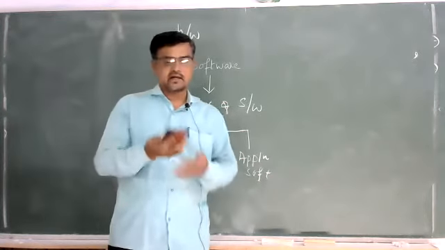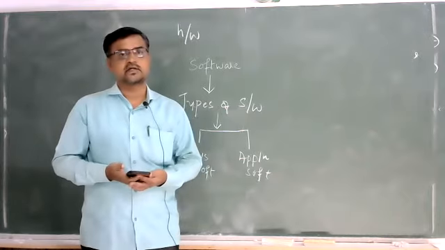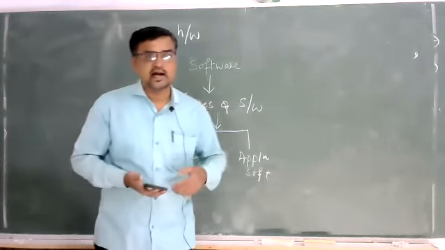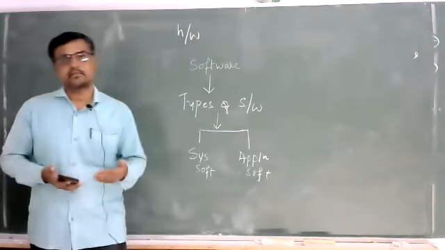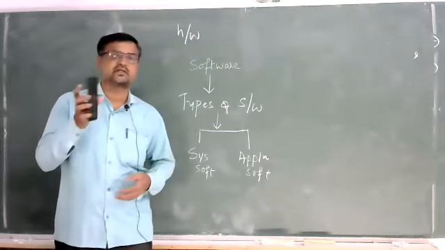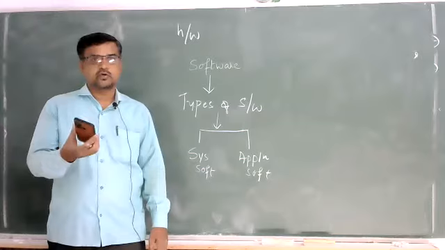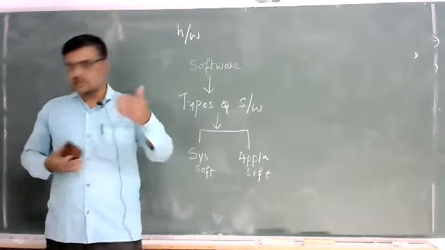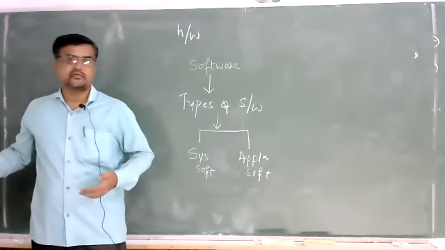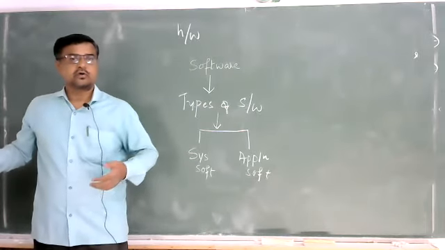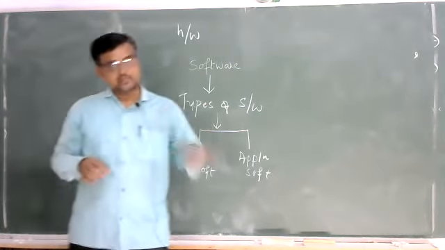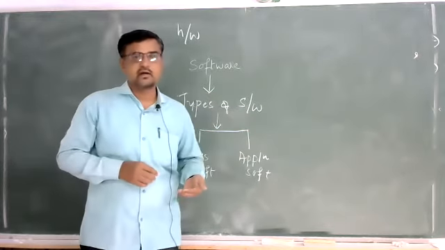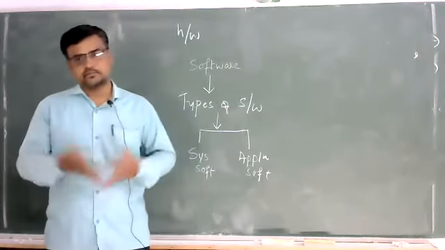Until and unless there is software working in it, until Android starts working in it, we cannot operate this system. So to operate a computer, we need some software. An operating system is one such system software. An operating system is a system software which interacts between man and machine.